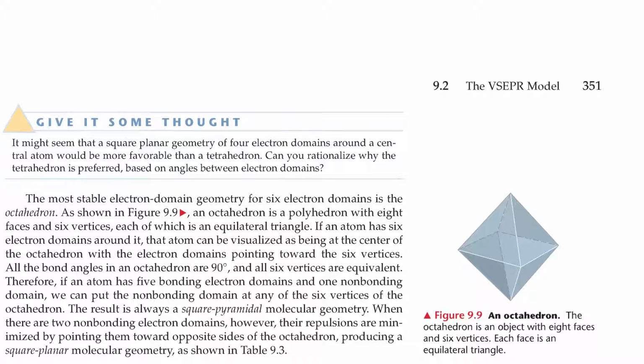Therefore, if an atom has 5 bonding electron domains and 1 non-bonding domain, we can put the non-bonding domain at any of the 6 vertices of the octahedron. The result is always a square pyramidal molecular geometry. When there are 2 non-bonding electron domains, however, the repulsions are minimized by pointing them toward opposite sides of the octahedron, producing a square planar molecular geometry, as shown in Table 9.3.